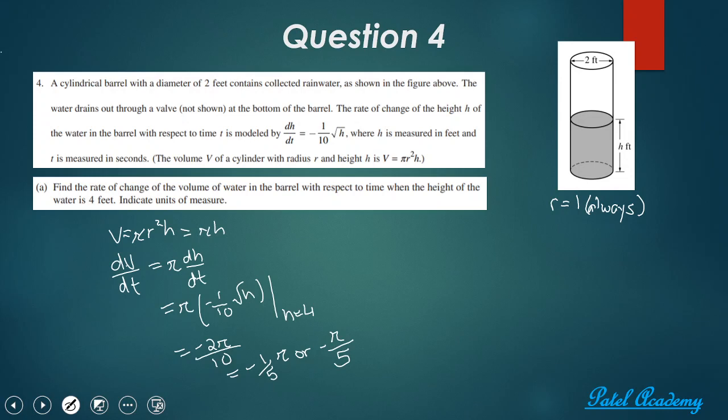And indicate units of measure. Well, keep in mind over here that we're trying to find the change. It's a rate of change, and so volume is measured in feet cubed in this case, right? Because our linear dimensions are feet, so our cubic dimensions are going to be feet cubed, and then it's measured in seconds, the time, so it would become negative pi over 5 feet cubed per second.